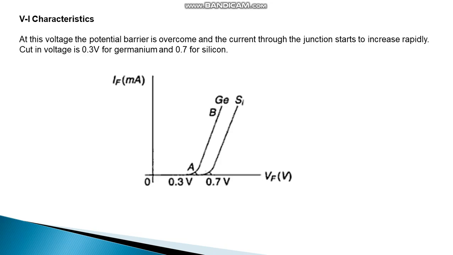So this is the VI characteristics. At this voltage the potential barrier is overcome and the current through the junction starts increasing rapidly, that is the cut-in voltage. 0.3 is for the germanium and 0.7 for the silicon.